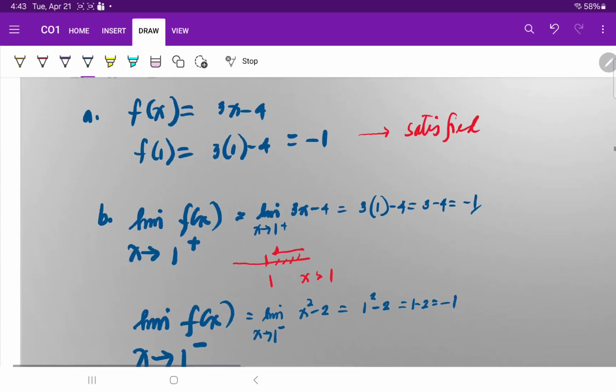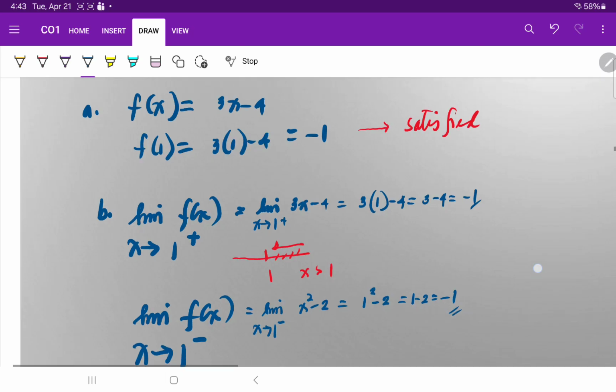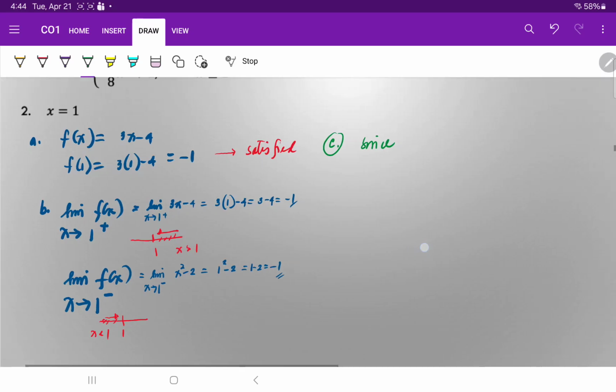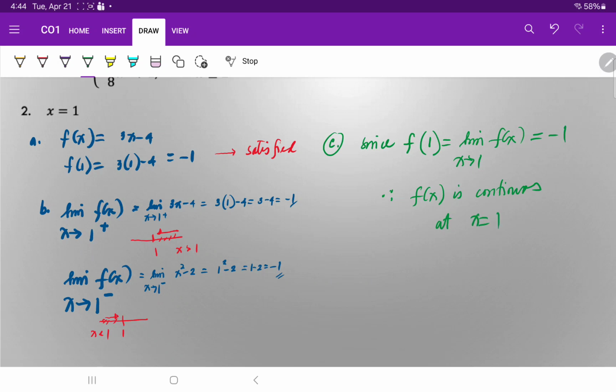So we say that the right and left limit are the same. They are both -1. So what's our conclusion for letter C? Our conclusion is that since f of 1 is equal to the limit of f of x as x approaches 1, which are both equal to -1, then we conclude therefore that f of x is continuous at x equals 1.